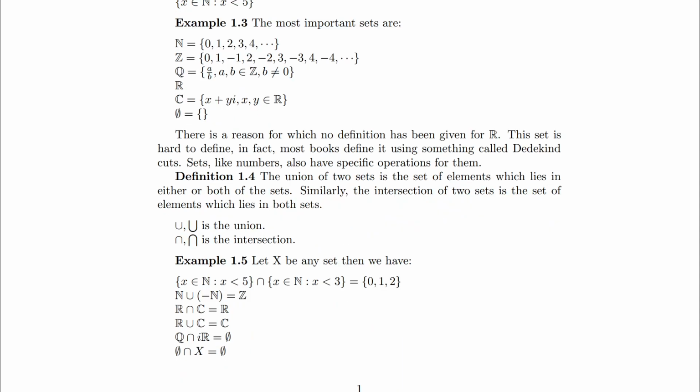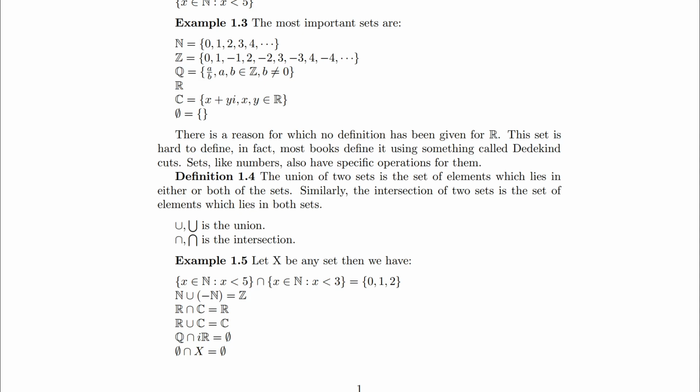If we have some x in N such that x is less than 5, and work out its intersection with another set, which is x in N such that x is less than 3, we would have the set {0, 1, 2}. This is because those are the three elements which are in both sets. The union of the naturals and the negative natural numbers, bearing in mind that 0 is natural, would yield the integers.